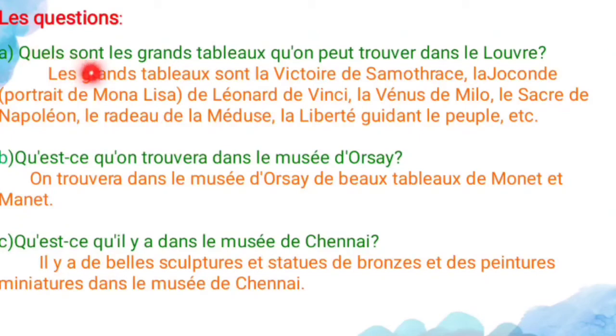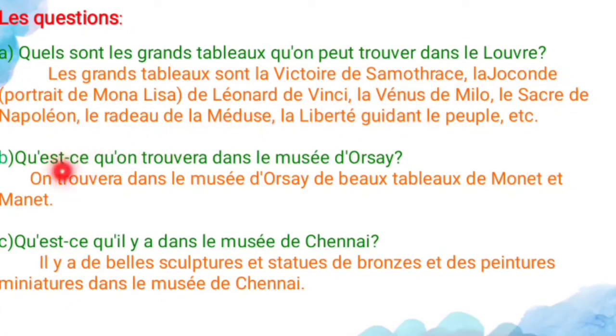So first question is, quels sont les grands tableaux qu'on peut trouver dans le Louvre? So what are the great paintings that can be found in the Louvre Museum? So les grands tableaux sont la Victoire de Samothrace, and la Joconde, portrait de Mona Lisa, Leonardo da Vinci, and la Vénus de Milo, and le Sacre de Napoléon, and le Radeau de la Méduse, and la Liberté guidant le peuple, etc. So these are the great paintings which can be found in the Louvre Museum.